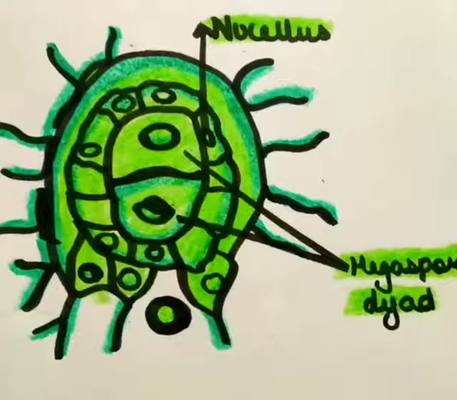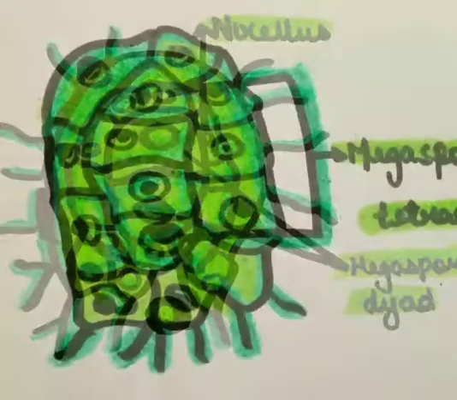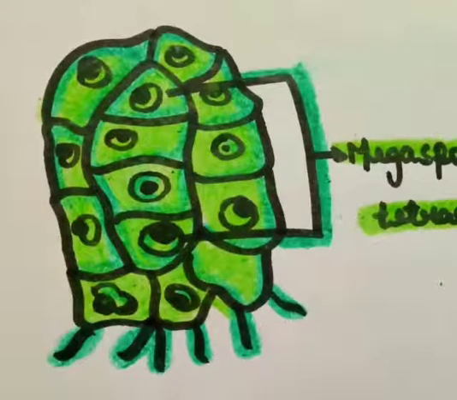Reductional division results in the formation of a megaspore dyad, and it is haploid in nature. Each cell of the megaspore dyad undergoes equational division and it results in the formation of a megaspore tetrad. One of the megaspores is functional while the other three degenerate. Only the functional megaspore develops into the female gametophyte.